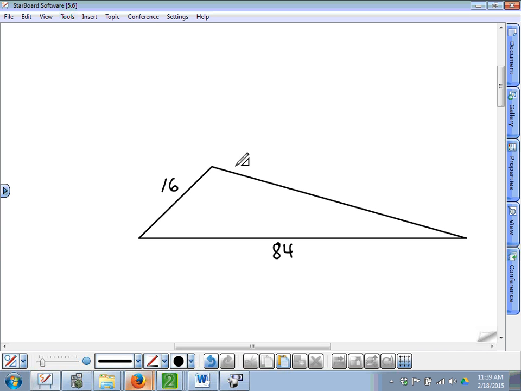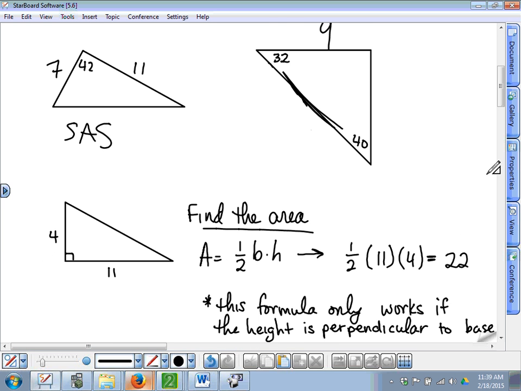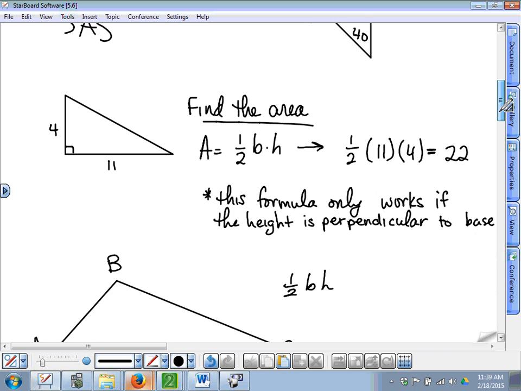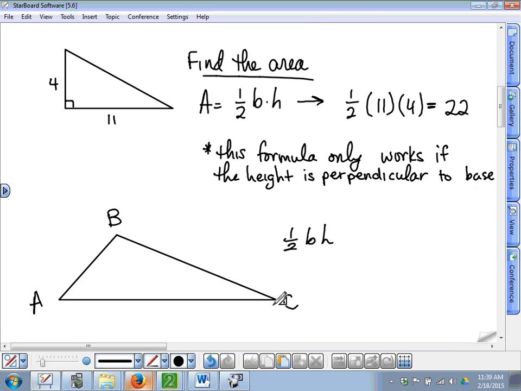And this is what we're going to be dealing with today. We're going to be given triangles and we don't necessarily know the height. But we still have to find the area. There's a different way of doing it. It involves trigonometry. So let's consider this triangle.